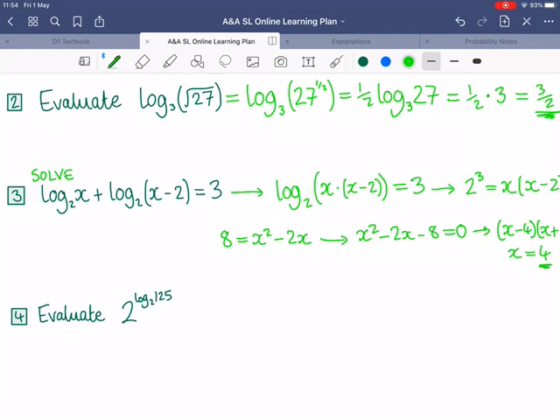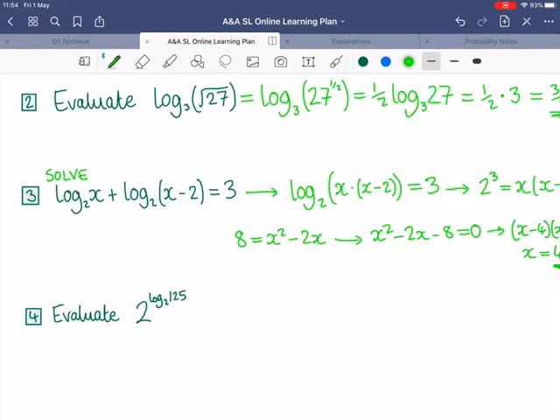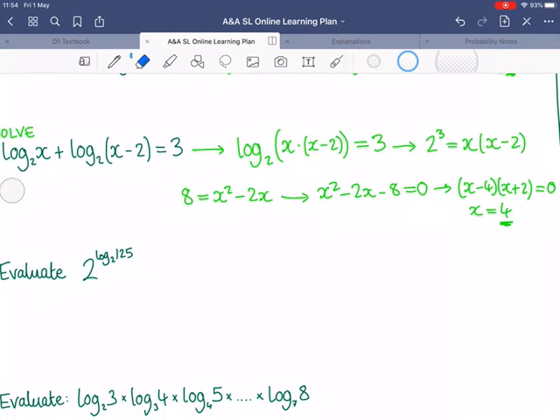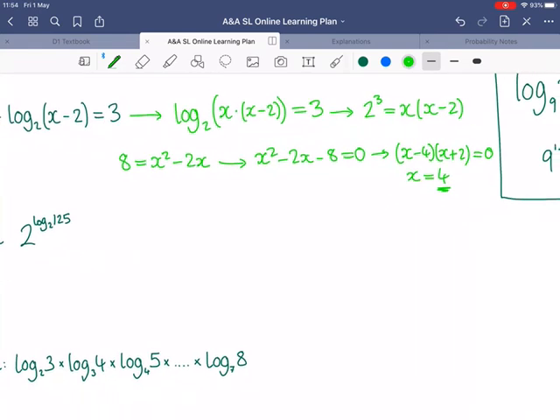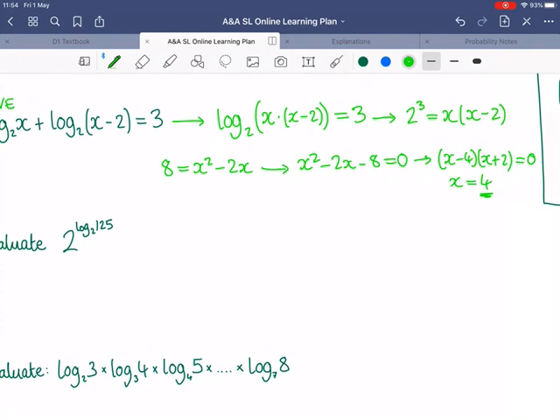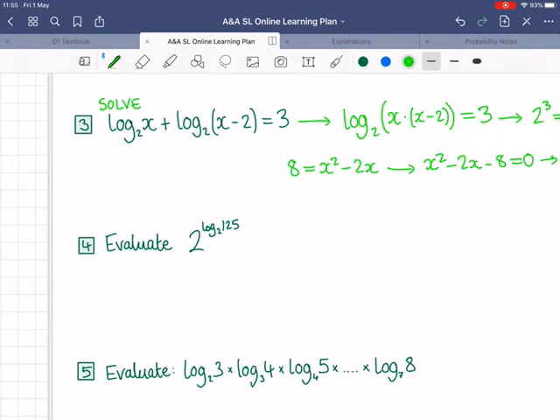So 4 seems to be a perfectly good answer, but minus 2? Log base 2 of minus 2, well, what power of 2 would give you minus 2? Nothing. That does not work. You can't take the log of a negative with a positive base. So just 4, not minus 2.